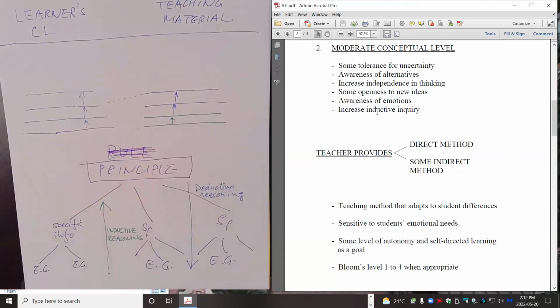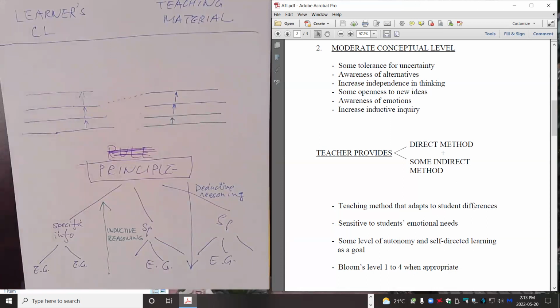So somewhat inductive inquiry. Teachers should provide one, yes, direct method, plus some indirect method, all right? Direct method, transmitter of knowledge, expository teaching. Some indirect method will be discovery learning, inductive inquiry, that type of thing, right? So, teaching method that adapts to student differences.